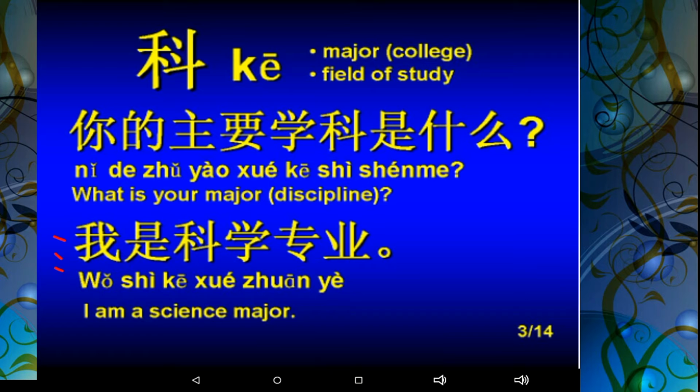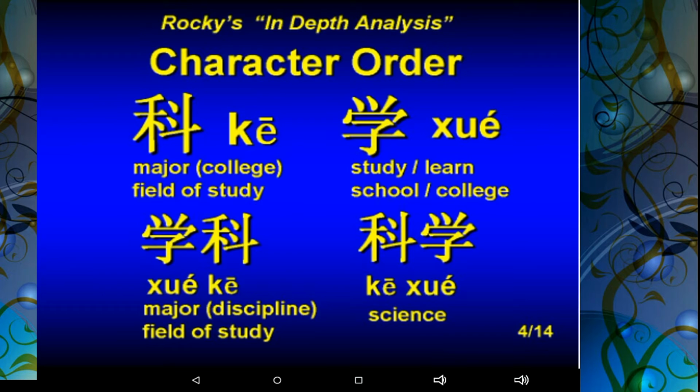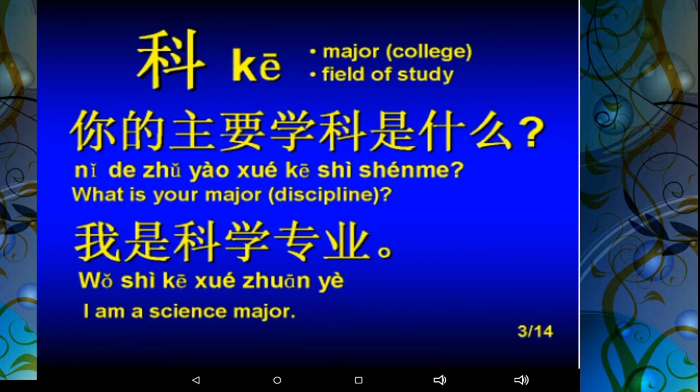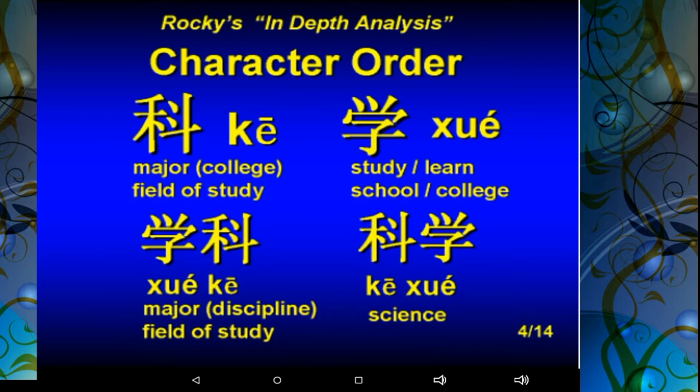Now I want to take a little time to give you some in-depth analysis. But before I do, let's look at how I use these characters. In the first sentence, I used 学科. It's right here, right? And in the second sentence, when the student answers me back, he said that he's a science major. He's a 科学. It's 科学. Now let me give you some Rocky in-depth analysis.